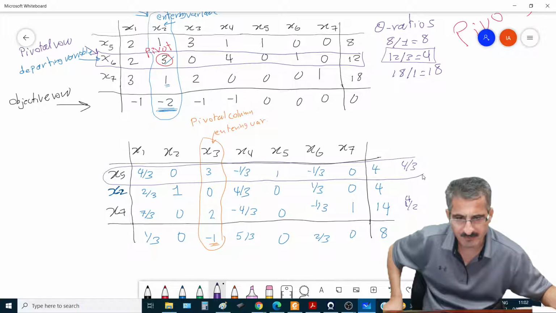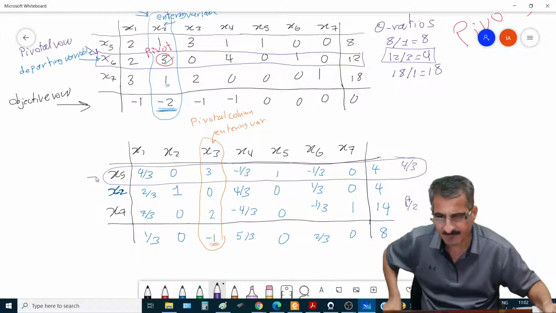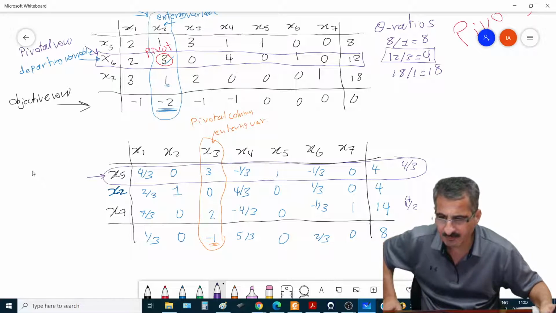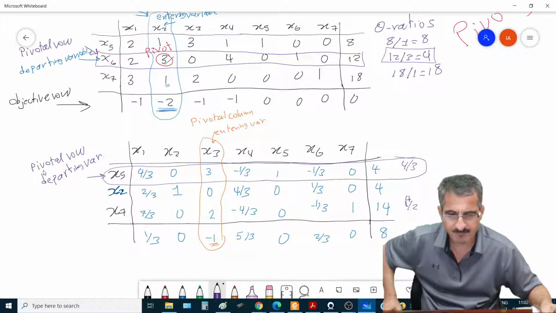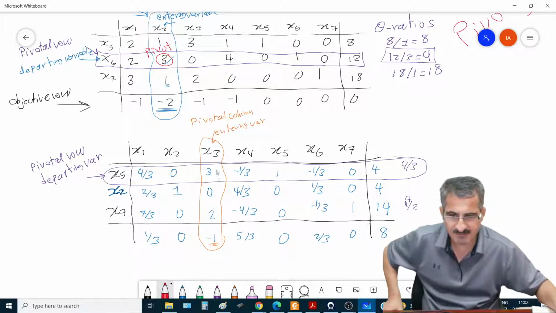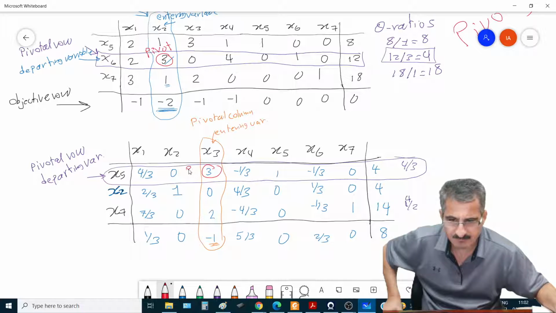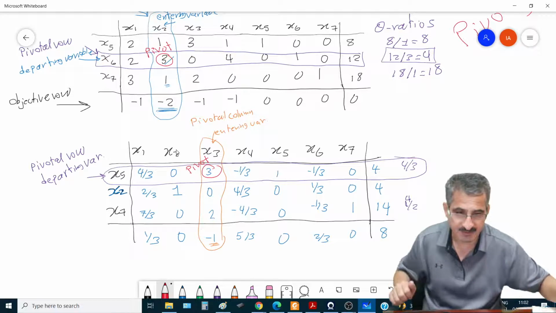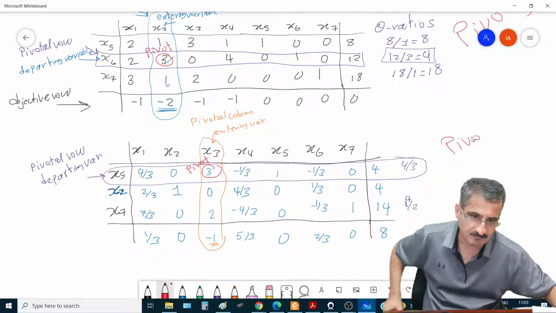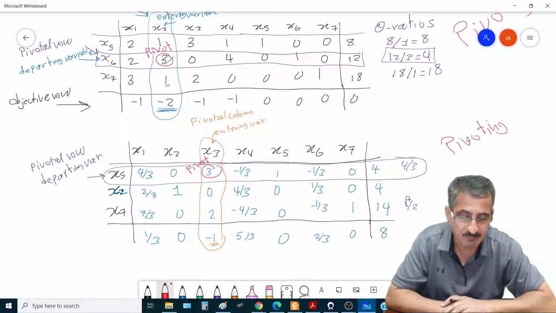Yes. So this is the pivotal rule, and this is the departing variable. Okay, and this is the pivot, and we will do pivoting again to obtain the new table.